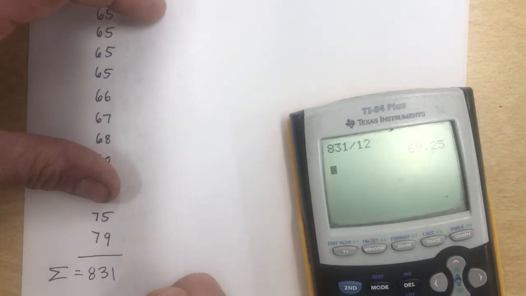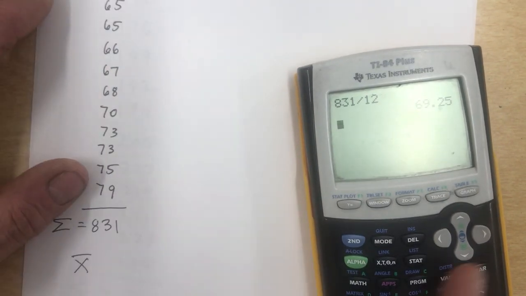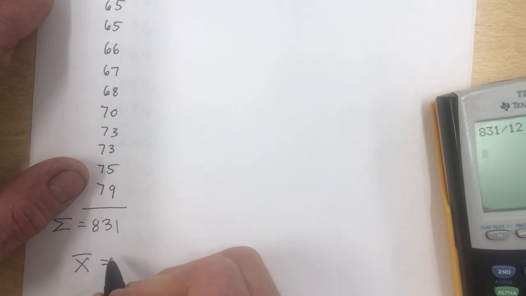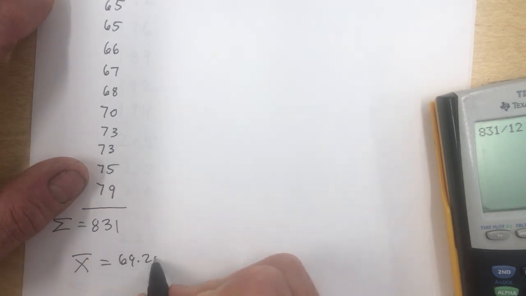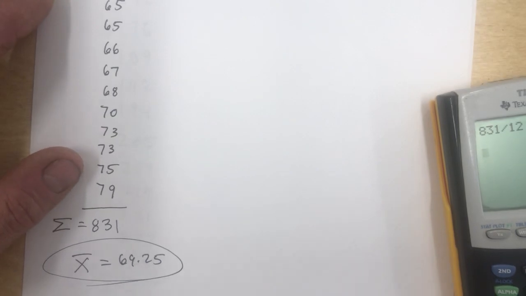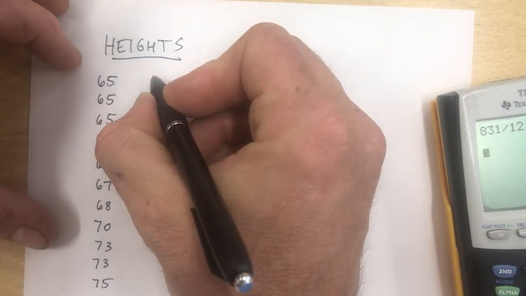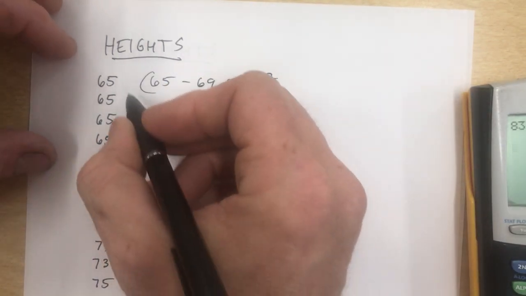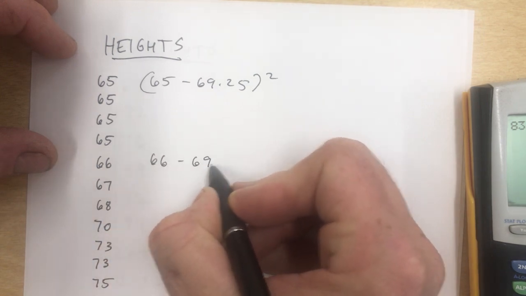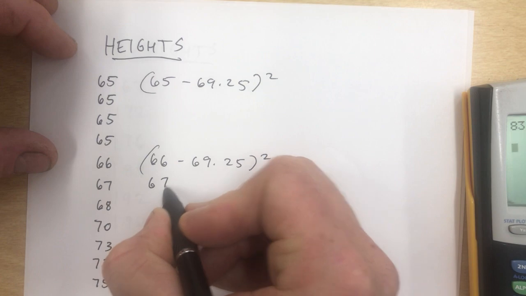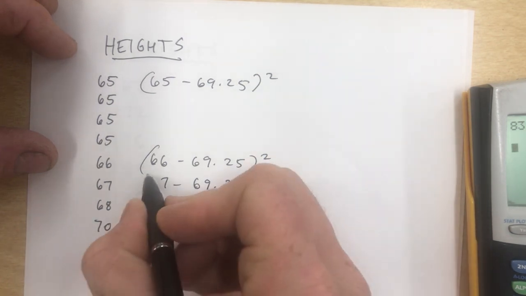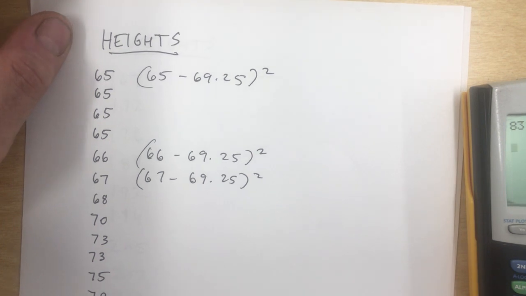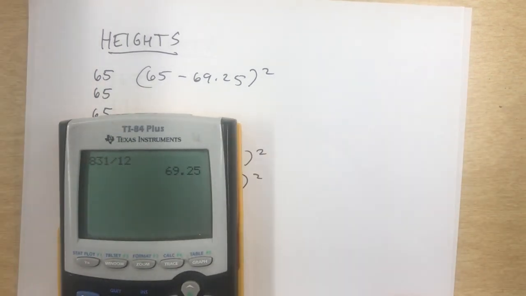All right, so now this is X bar, because this is a sample. So this is my mean, 69.25. So I have to do 65 minus 69.25, square it. And there's 4 of those. 66 minus 69.25, and I square it. 67 minus 69.25, and I square it, and so forth. Okay. All right, so let's get on here. 65 minus 69.25 equals, square it.